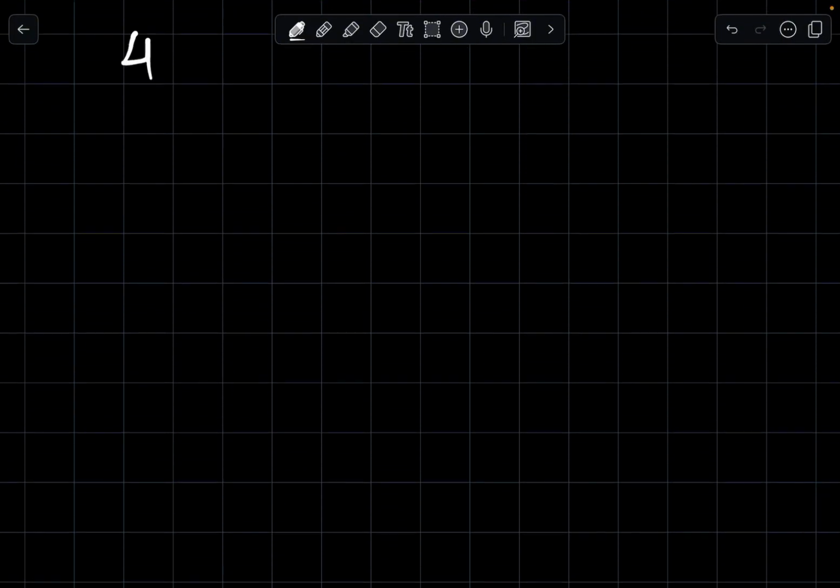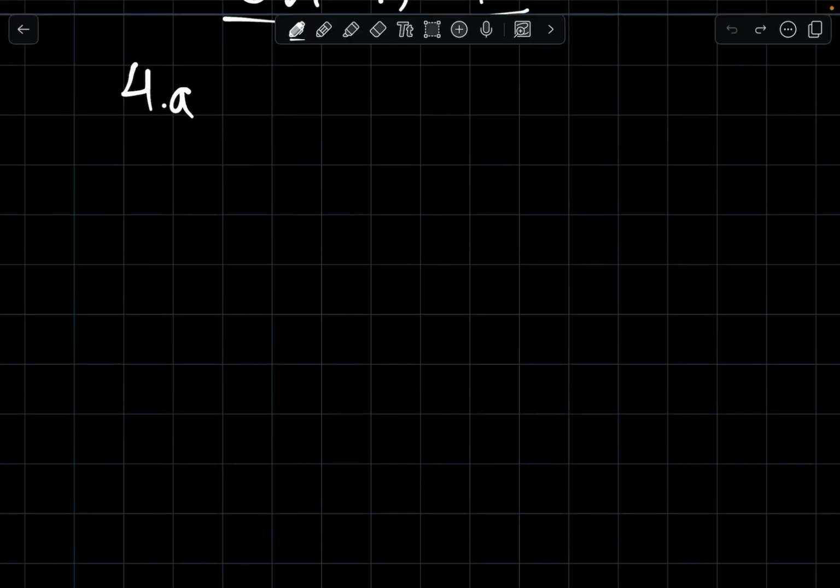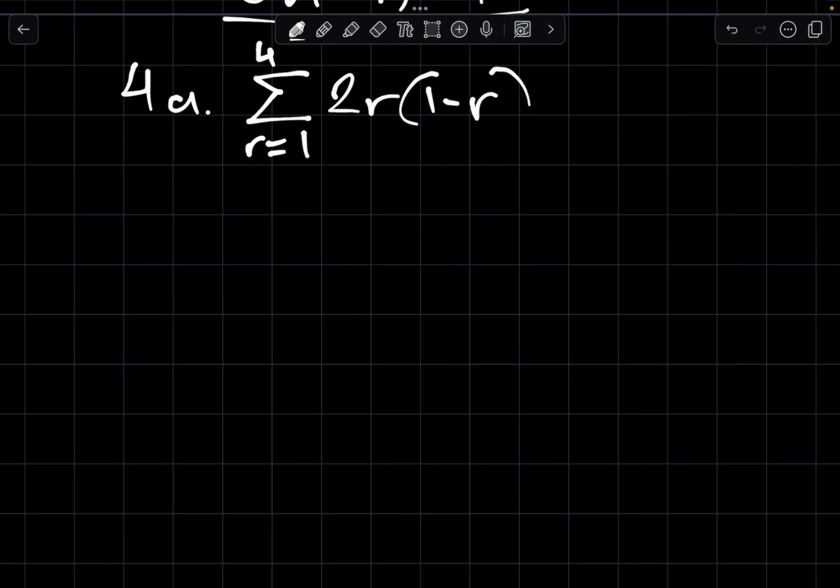Okay, number 4 introduces us to sigmas. Remember, sigmas are basically just series, but in real notation. There's a summation of a couple of terms. 4a is giving us the summation from r equals 1 to 4 of 2r(1 minus r).